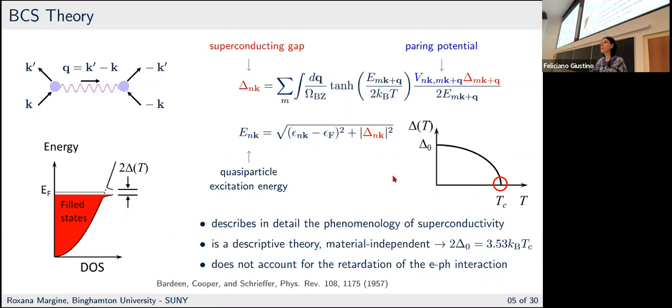And another important thing is that it does not account for the retardation of the electron-phonon interaction. In other words, it considers that the interaction is instantaneous, and in general this is retarded, because for the phonons, for the ions, it takes a while after they deform to go back to their equilibrium position.